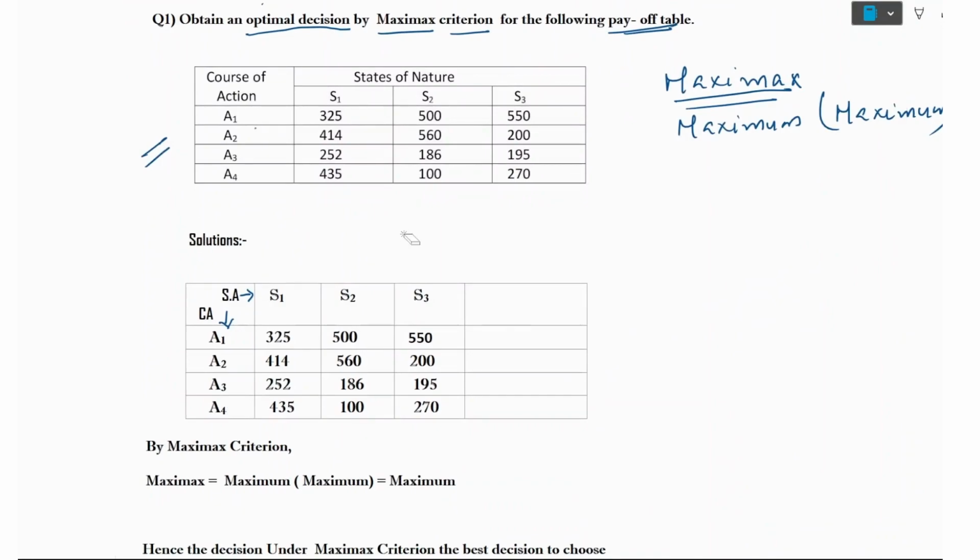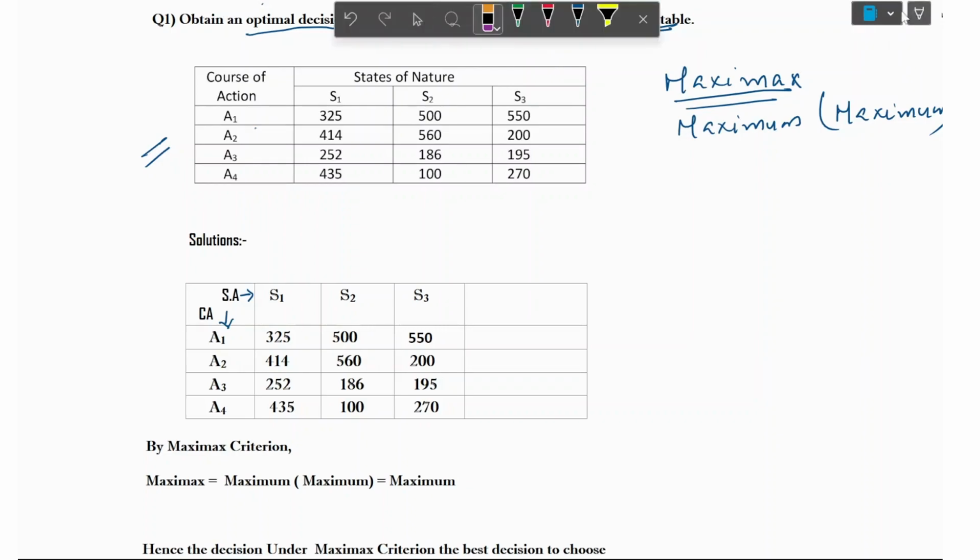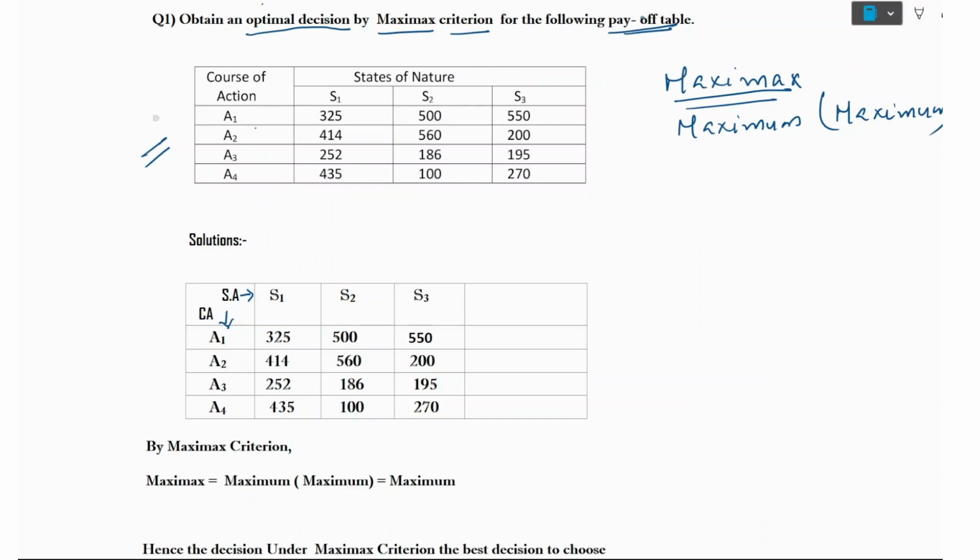What you're going to do is, the question has A1, A2, A3, A4 as the course of action and S1, S2, S3 as the states of nature. Therefore, column wise we are writing the states of nature and row wise we are writing the course of action. Here I have already copied A1, A2, A3, A4 and S1, S2, S3, and one more extra column. I'll tell you what you are going to write. And whatever payoff is given, you are going to copy that payoff here. That means course of action A1 under this S1 environment, that is 325. This is the way I have written all the values.